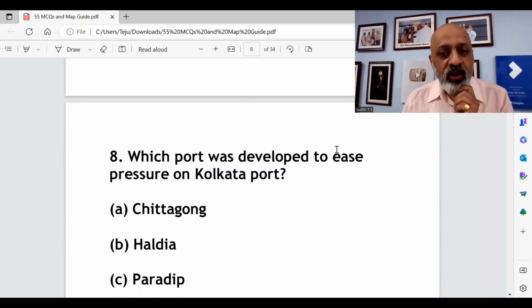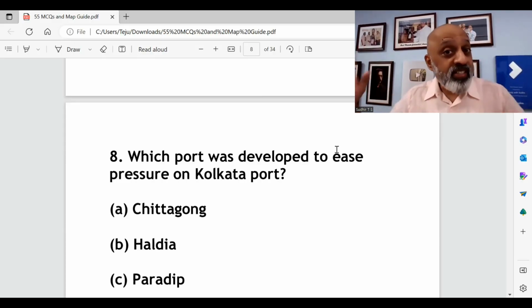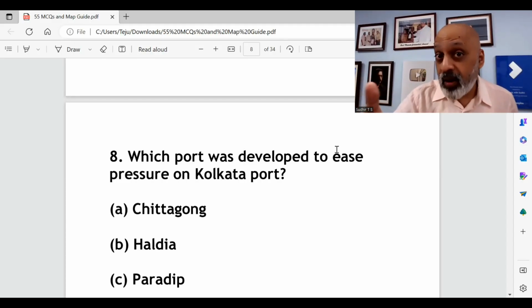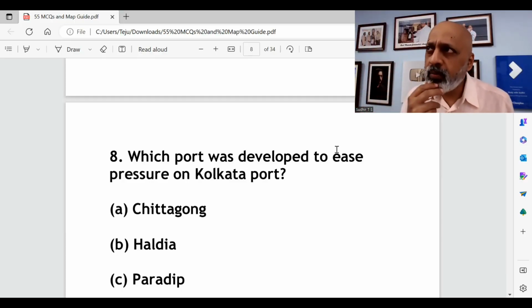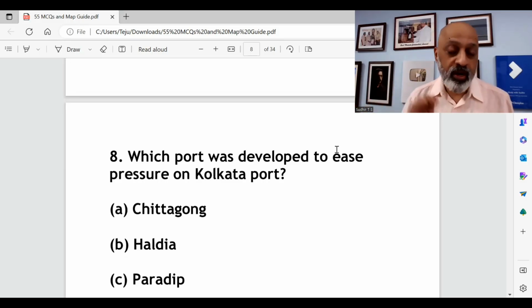Which port was developed to ease pressure on Kolkata port? Is it Chittagong? Chittagong तो बांग्लादेश में है. ये क्या क्वेश्चन हुआ? हल्दिया, पारादीप या the city of destiny विशाखापट्टनम? ये भी याद रखना, मैप मार्किंग में आ गया. विशाखापट्टनम को तो मार्क करने को बोलते नहीं ना, है क्या सिलेबस में? भूल गया मैं. The correct answer here is Haldia. वैसे विशाखापट्टनम को city of destiny बोलते हैं, right?